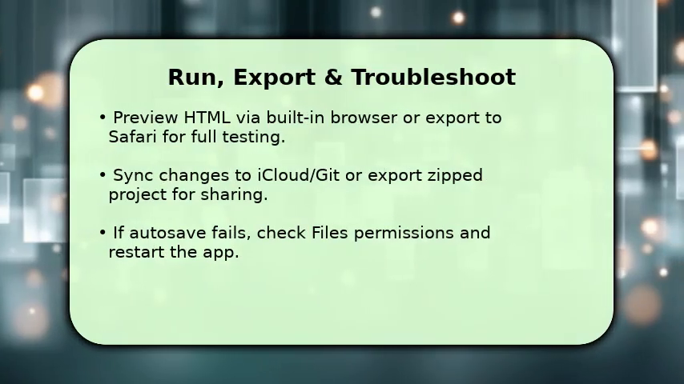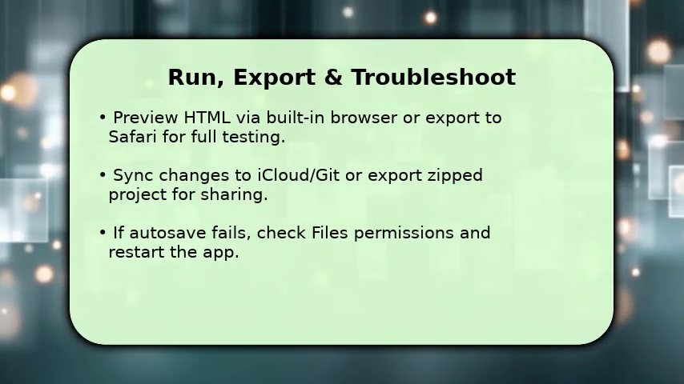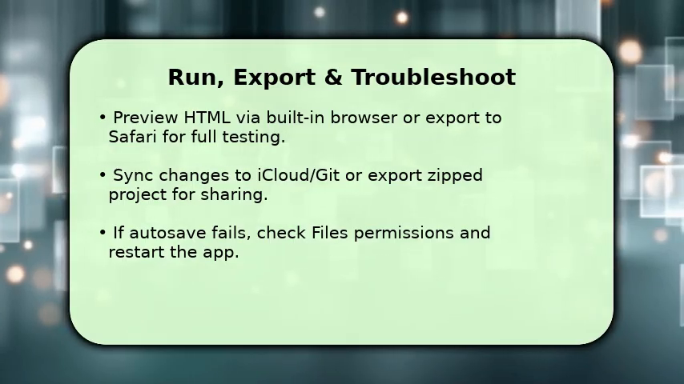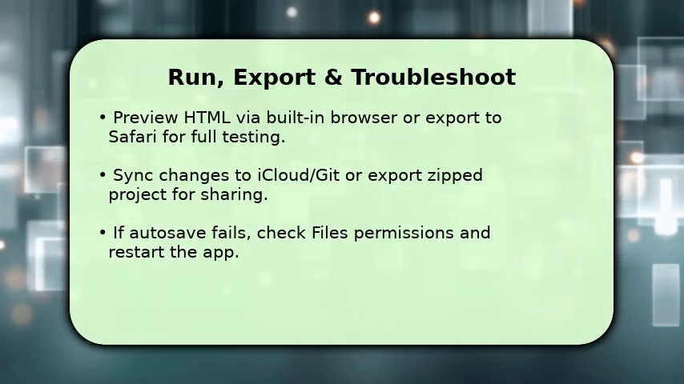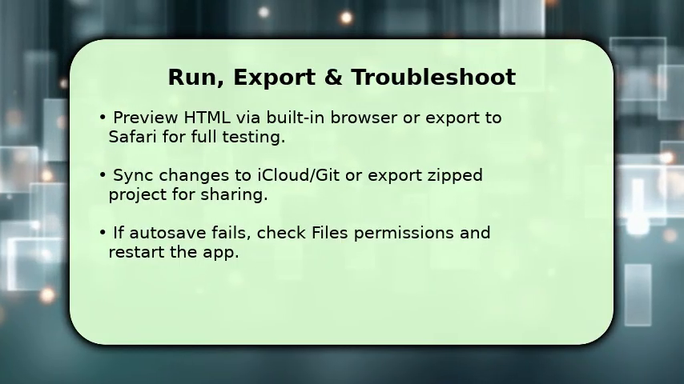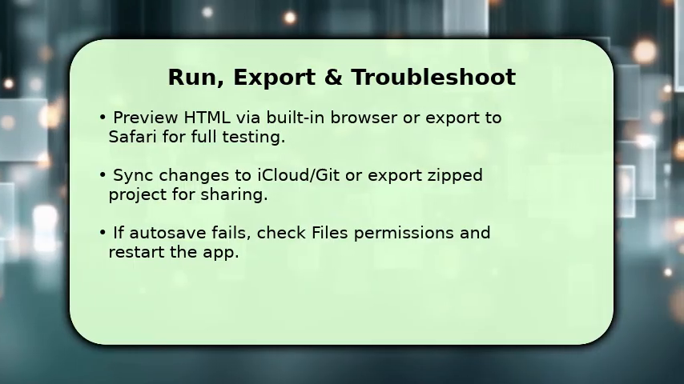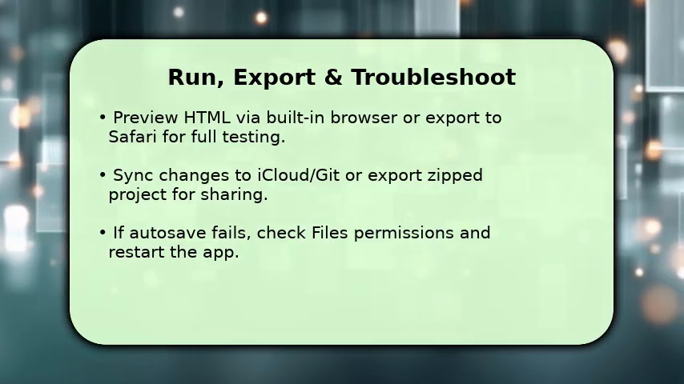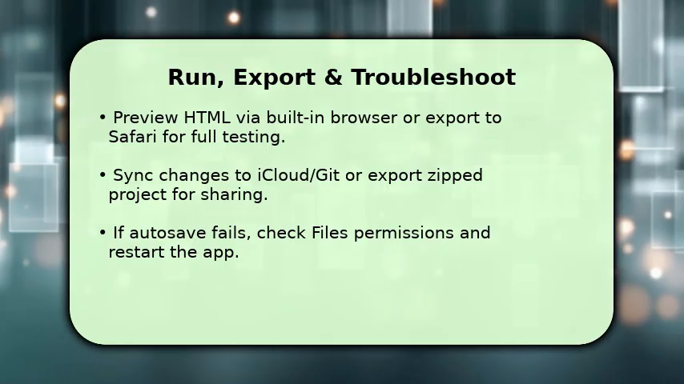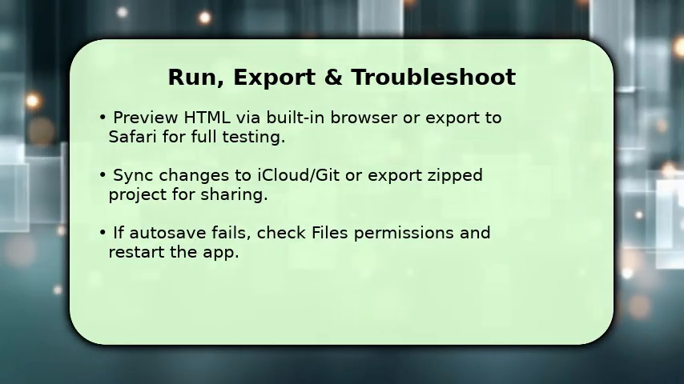Finish by previewing and exporting. Open the preview to test HTML locally or export the project as a zip to share. If you use Git, link your repository through a supported service or use Files Sync to push changes. Make sure files are saved, tap Save or rely on autosave when editing, then test in Safari for mobile-specific behavior.